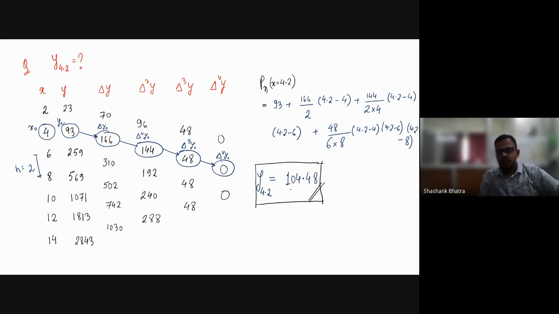As you can see here, 4.2 is just between these two, 93 and 259, and it is an increasing function. So we can say that this value is coming out to be in between 93 and 259, which is your 102.48. So this is how we did the interpolation.